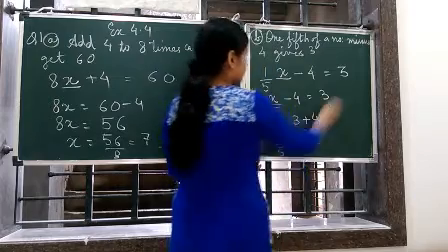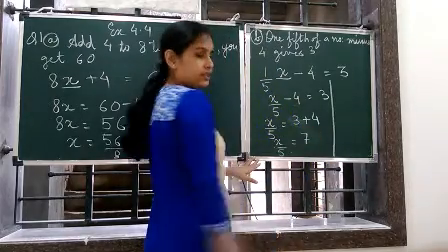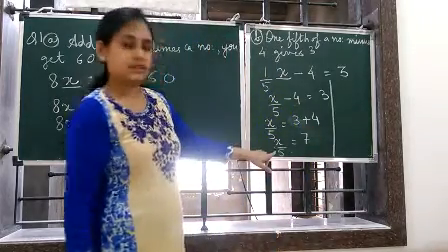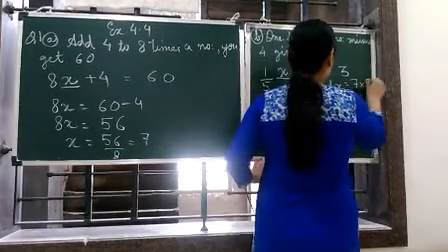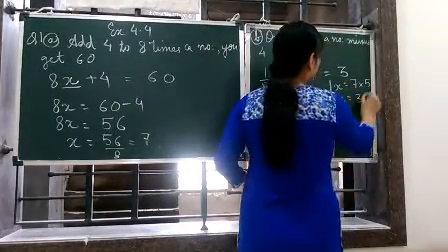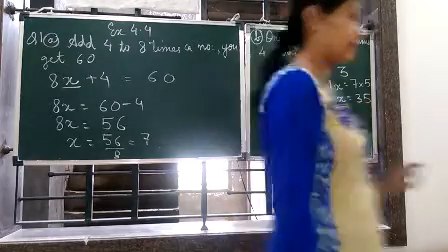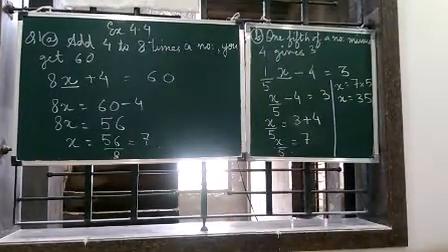Now we transpose this 5 this side. Yes, it is a division. It becomes multiplication. So x is equal to 7 into 5. So x is equal to 35. This completes B.